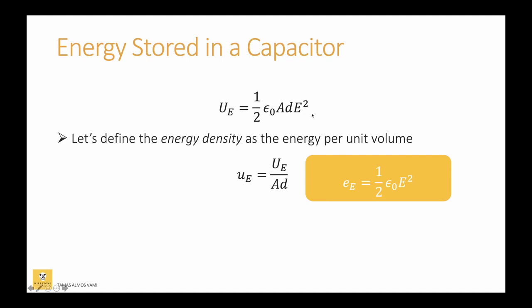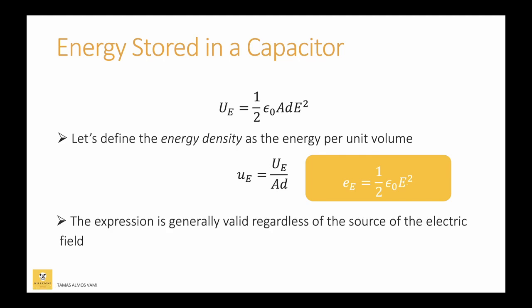all the A and the d are taken out from here, and essentially this energy density for the electric field is going to be 1/2 times epsilon 0 times the electric field squared. And although we were saying here that we were doing something with the parallel plate, this expression is really valid for any source of electric fields.